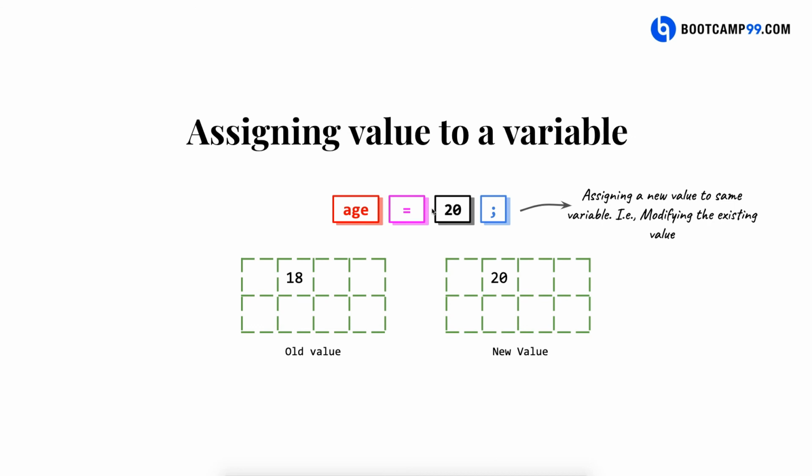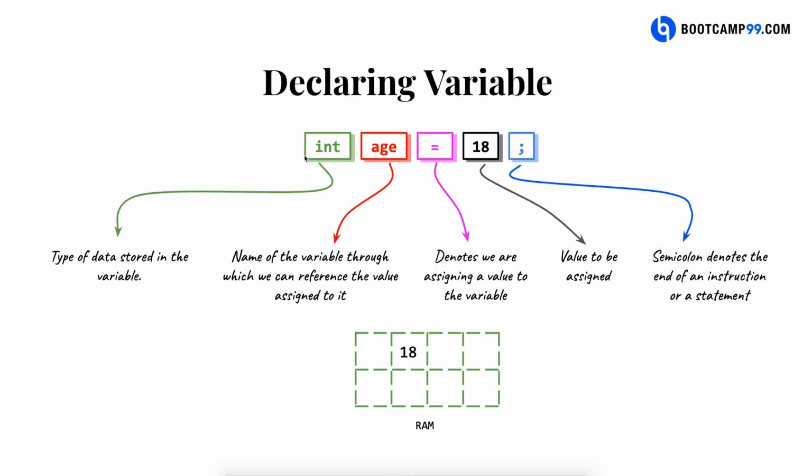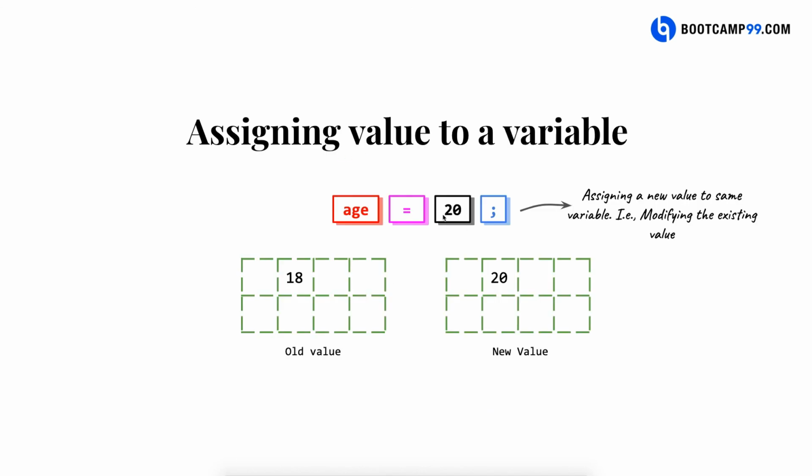And again, you need to remember that because we have declared it as integer, you can assign only an integer here. You cannot just go and assign a string over here. It will not work. It will throw a compilation error. So when you assign 20 and you run the program, it will go back and see, oh, there's the value 18 and you have assigned a new value 20. And what it will do is just replace the value 18 with 20 in your memory.